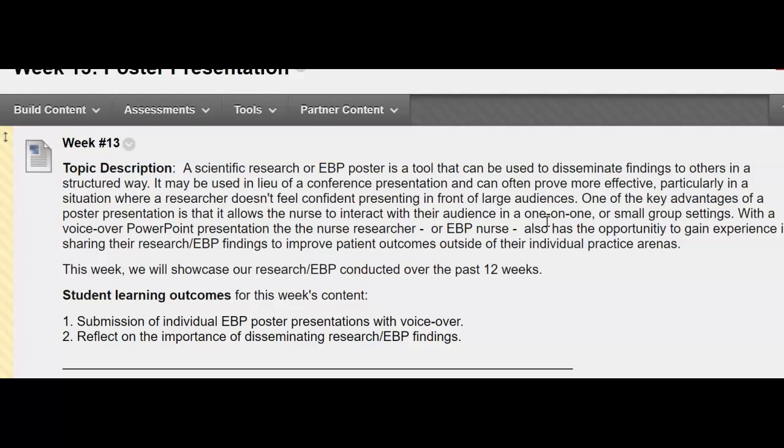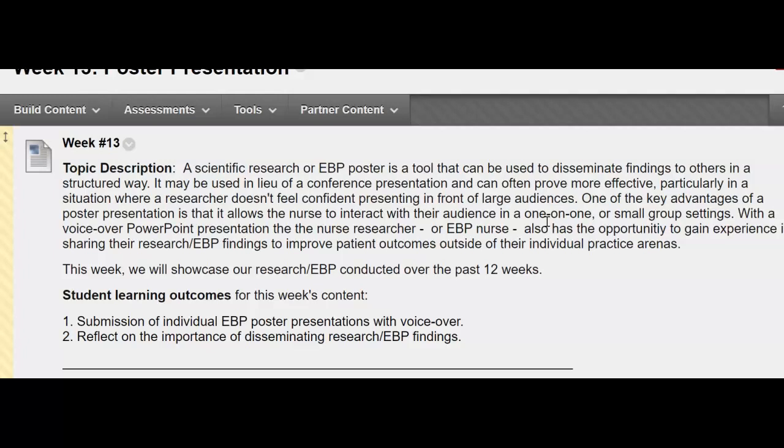Please note that, of course, you have until the end of this learning unit to submit. So we'll be reviewing one another's poster presentation in our next learning unit, week number 14.